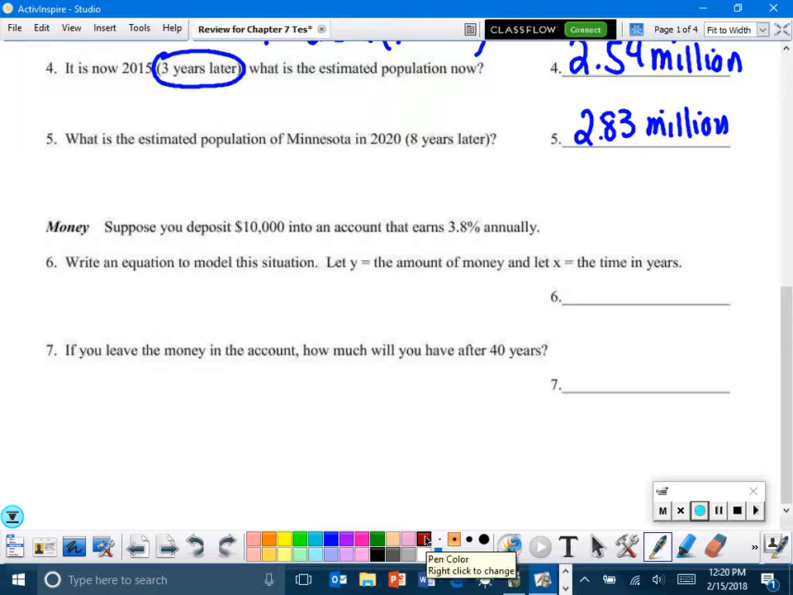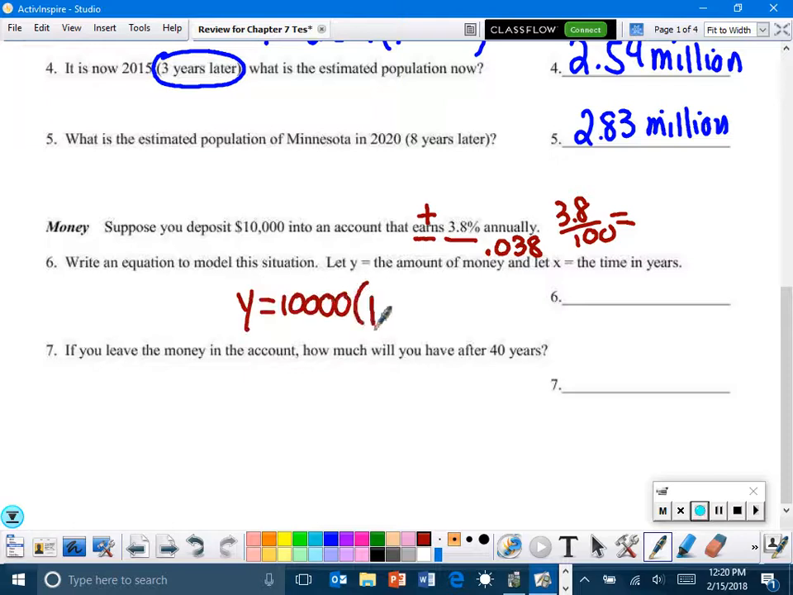Suppose you deposit $10,000 into an account that earns 3.8%. All right, again, change your percent to a decimal. If you don't know it, divide by 100, and that's going to give you the decimal 0.038. Now, earn, you're going to be adding. So y equals the $10,000 times the 1 plus 0.038 to the x power. But again, we want to shorten it up. We don't want the plus sign in our answer. So y equals 10,000 times 1.038 to the x power.